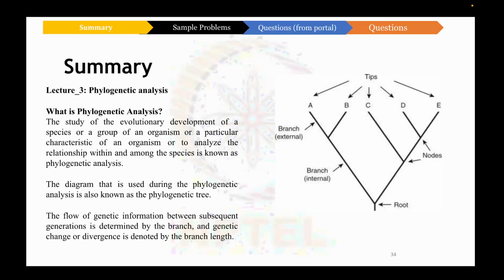In some cases, we also observe an outgroup. So this outgroup may be included in the phylogenetic analysis. This outgroup is a taxon or a group of organisms that is known to be distantly related to the taxa being studied. So including an outgroup helps to root the tree, providing the reference point for inferring the direction of evolutionary change.